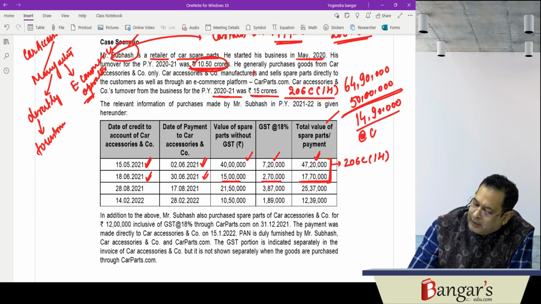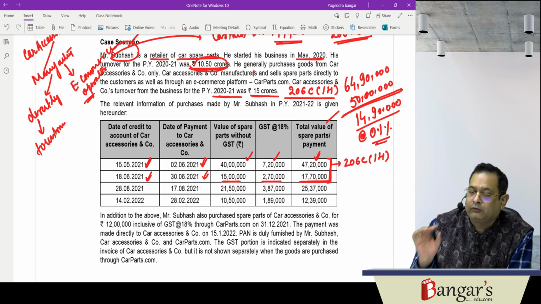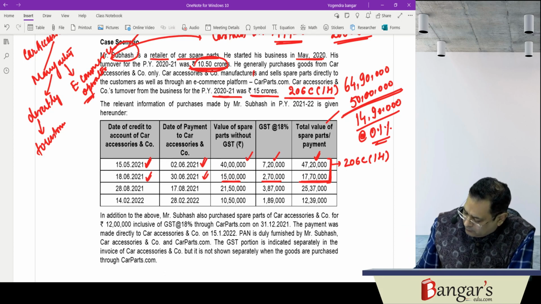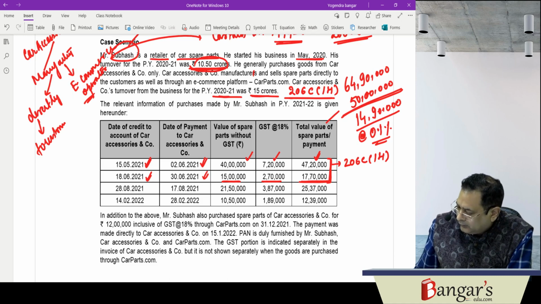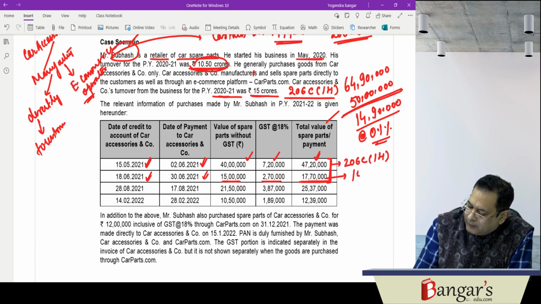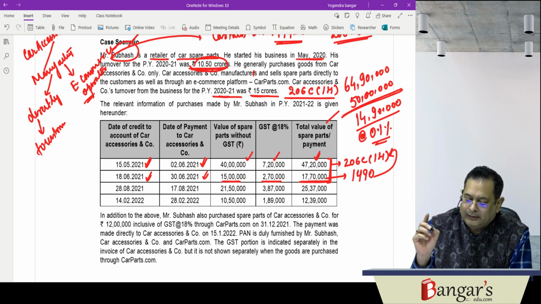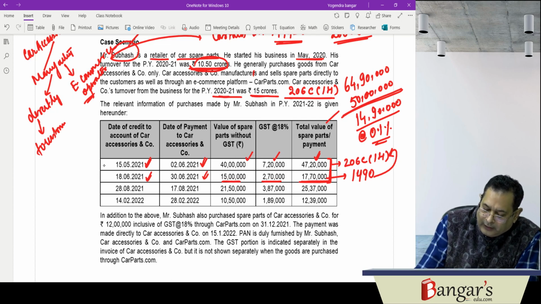So tax will be required to be collected at source at the rate of 0.1%. In case PAN or Aadhaar number is not furnished, then the rate of TCS will be 1%. So minus 50 lakhs, in excess of 50 lakhs, tax is required to be collected at source at 0.1%. So the amount of TCS here works out to be 1,490. This is the amount of tax which is required to be collected at source by the seller, that is the car accessories company.